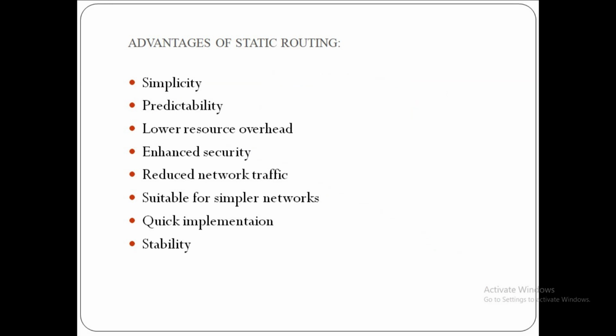Now, let's discuss its advantages in a network. First of all, simplicity. Static routing is straightforward to configure and understand. Network administrators manually define the routes, making it easy to set up, troubleshoot, and maintain. Next up is predictability. Since routes are predetermined and do not change unless manually updated, network behavior is predictable. This can be beneficial for ensuring stable communication paths in environments where changes are infrequent or carefully controlled.